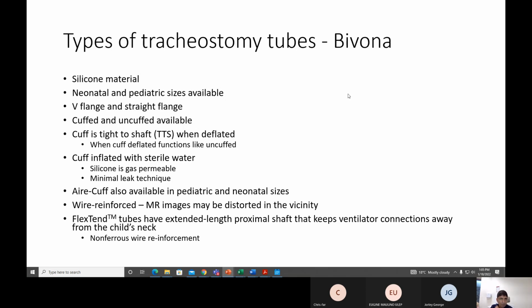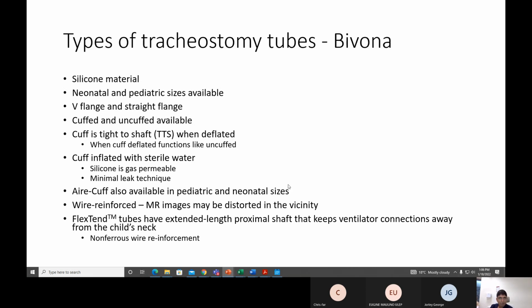The Bivona is inflated with sterile water because silicone is gas permeable. If you put gas in, it gradually leaks out. And usually you use a minimal leak technique. That means you deflate the cuff and you inflate the cuff, like injecting a little bit of water at a time until there's only minimal leak left. They also have a type called air cuff, which has a thicker cuff. It's also made of silicone, but because it's thicker, it is not that gas permeable, and you can use air to inflate it. And this is also available in pediatric and neonatal sizes.